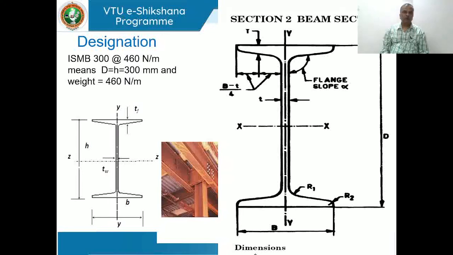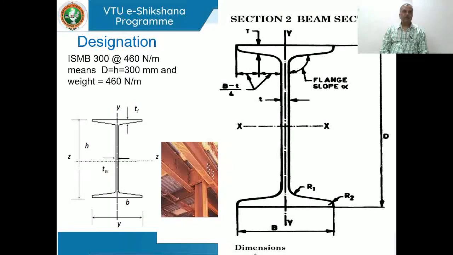If you take 1 meter length, probably with difficulty one person can lift that 1 meter length of the beam. What is the weight of that beam? It is 46 kg. So 46 kg, with difficulty you can lift it. That is the importance of 1 meter length of ISMB.